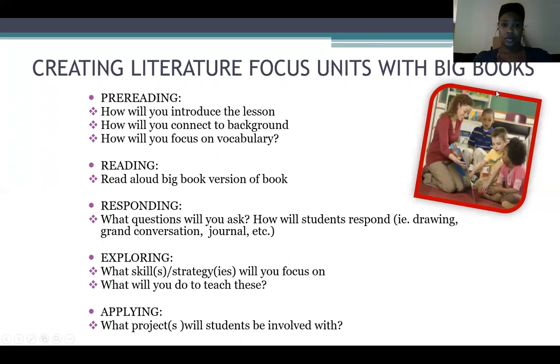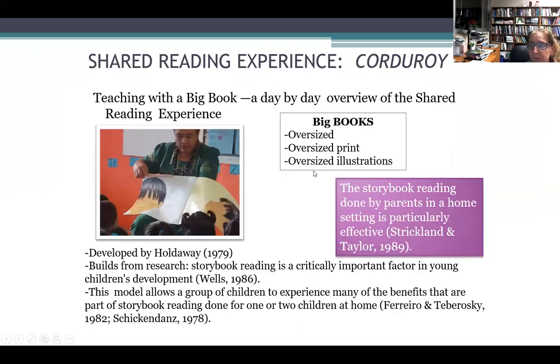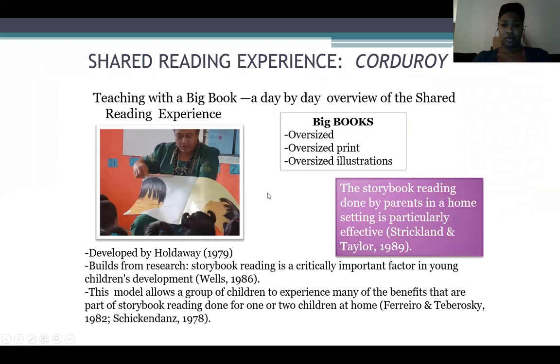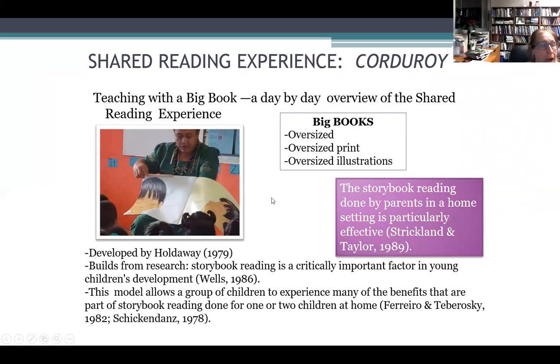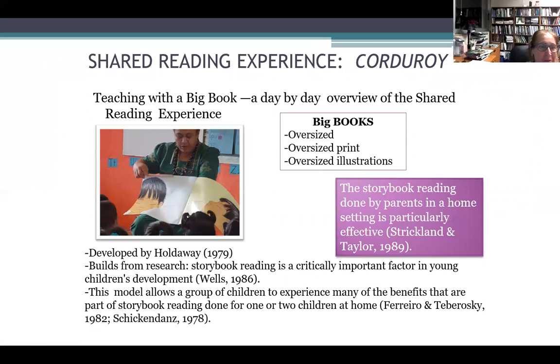So these are ways to create literate focus units with big books. These are things you can do. Shared reading. I like to read Corduroy. How many know Corduroy? I know Corduroy. Right, Anne-Marie. I love Corduroy too, and I usually do that with my class.